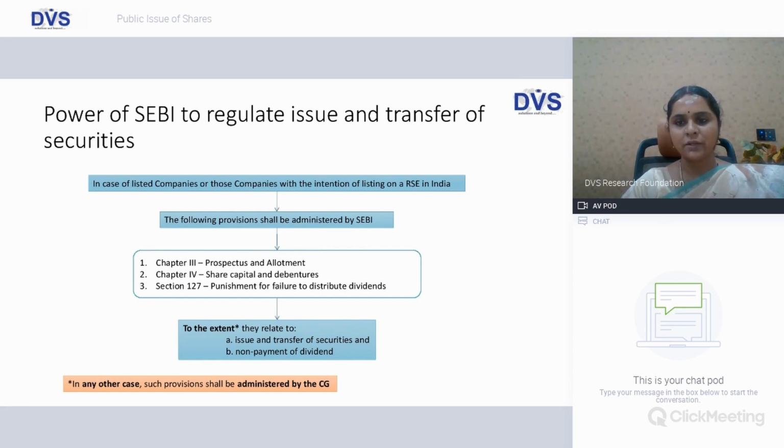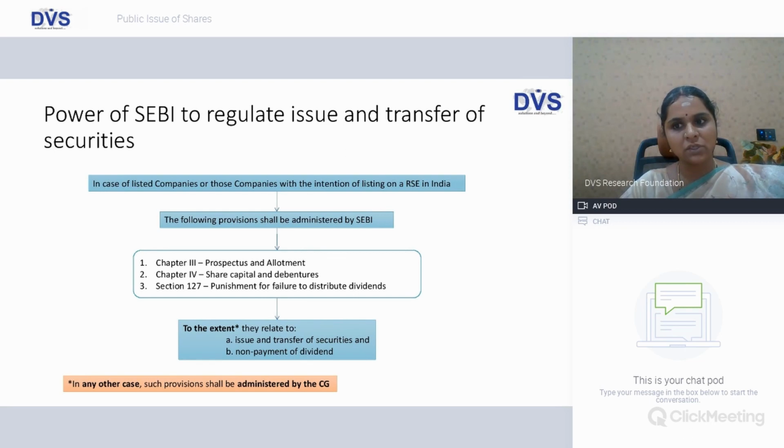When the company fails to distribute dividend, then to protect the interest of investors, SEBI steps into the shoes, and to the extent it relates to A, issuance; B, transfer of securities; C, with regard to non-payment of dividend. In these cases, SEBI is the regulator. In any other case, such provision shall be administered by central government.